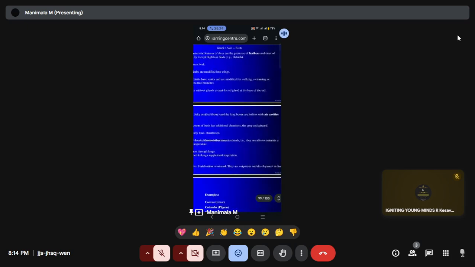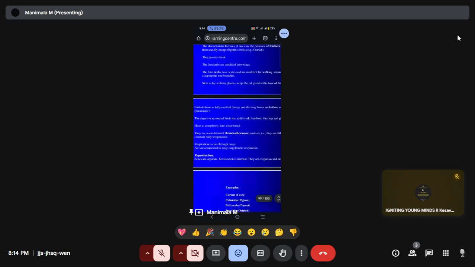Long bones are present. It is pneumatic. So the meaning of pneumatic: they have hollow bones. The long bones are hollow with air cavities. So they are called pneumatic. Okay, the endoskeleton is pneumatic.